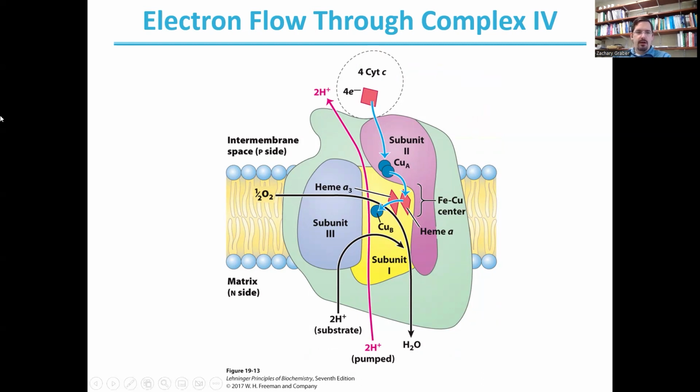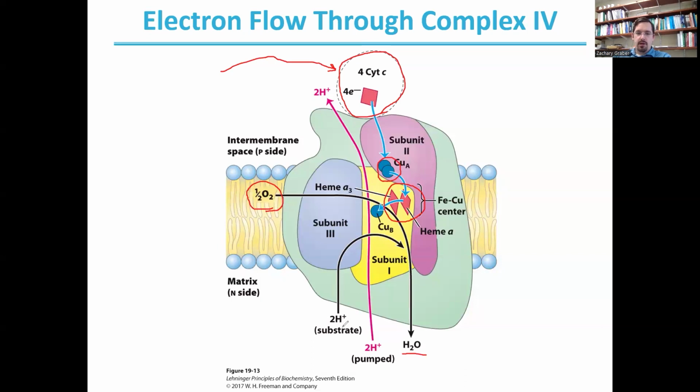Our cytochrome C is going to be binding over here on the intermembrane space side. Again, this is a soluble protein that will move through the intermembrane space, through that aqueous environment, and bind on the intermembrane space side. We'll then take those electrons and transfer them in. So we go through those copper atoms that will accept those electrons, transfer them to our heme groups. This is an iron copper center. We have the copper transferring to our heme, and we have another copper involved here as well. And this will ultimately catalyze the reaction with our oxygen to then produce water.